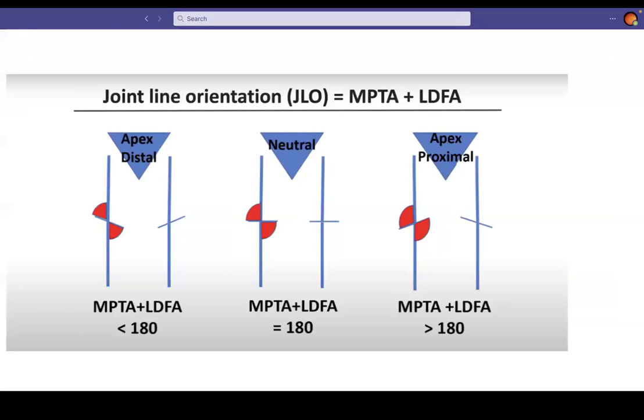So to classify the knee, first we have to find the joint line orientation. The joint line orientation is calculated by adding the MBTA and LDFA. If the MBTA plus LDFA is less than 180 degrees, the apex is distal. If the MBTA plus LDFA is equal to 180 degrees, the joint line orientation is neutral. And if it is more than 180 degrees, it is proximal. By eyeballing the standing X-ray itself, we can find these changes.